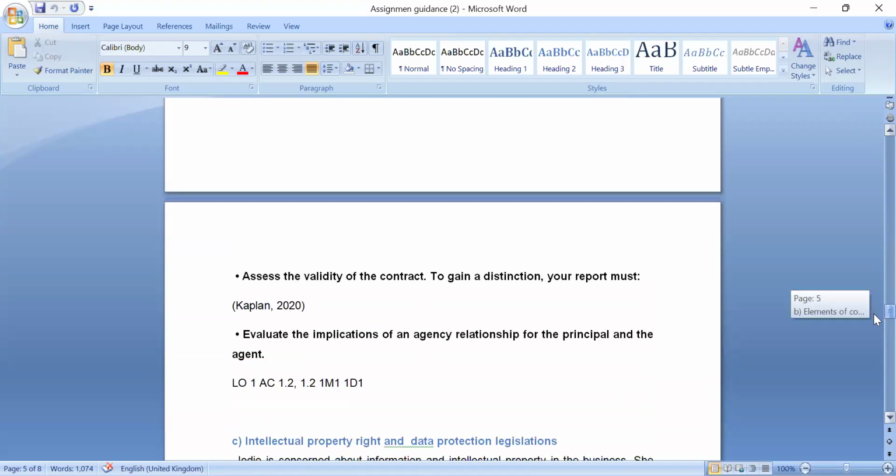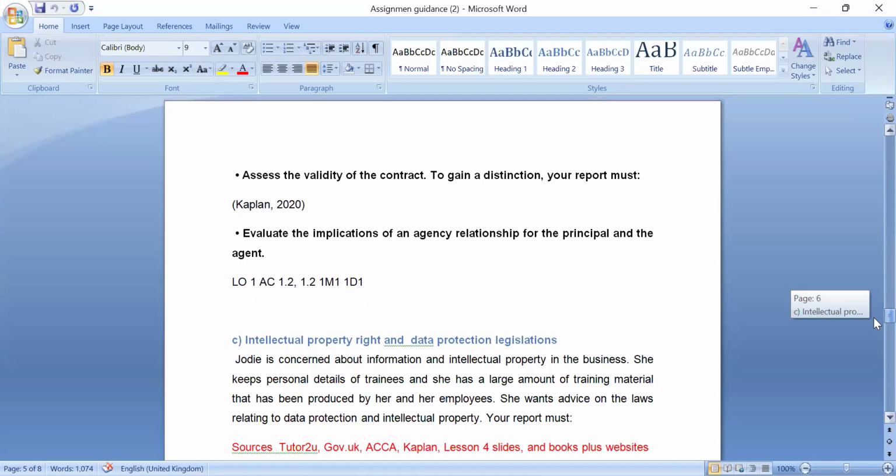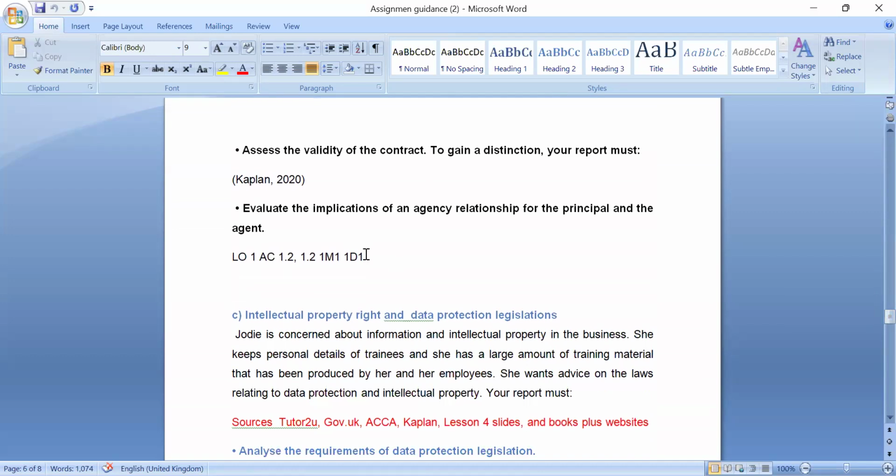All right, so assess the validity of the contract. The contract should be valid. Is it written? Yes, terms and conditions met. Of course, we discussed that there should be certainty and these things, and then the implication of agency theory. So you can see underneath what you've been given. You can open the lecture slides, where everything is explained.